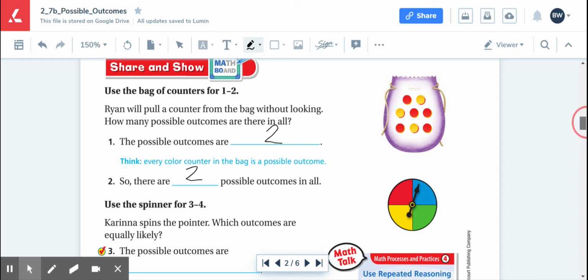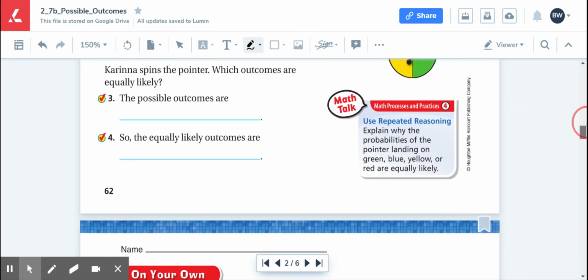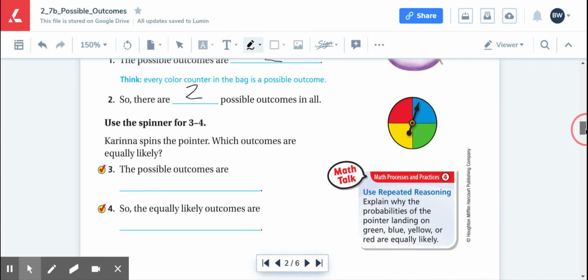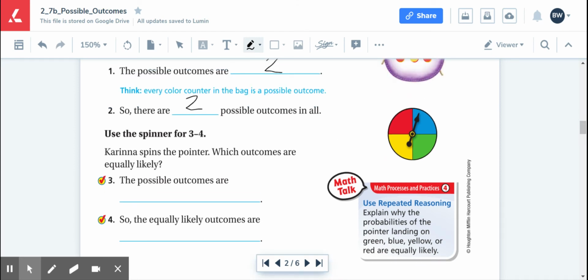Let's use the spinner for the next one. Karina spins the pointer. Which outcomes are equally likely? Ooh, well, I want you to look at this spinner as a fraction. If the circle is a region and we broke it up into 4 pieces, all of those pieces are equal, right? So it's asking us which ones are equally likely. They all are.